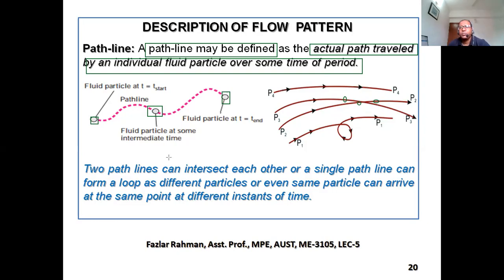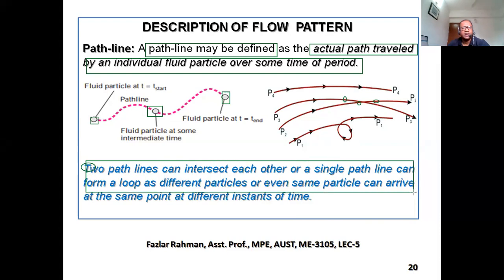Right over here, a fluid element might come back or pass through the same point several times. This fluid element is coming, crossing this line, and again coming right over here, then going downstream. Okay. So two path lines can intersect each other, or a single path line can form a loop, as different particles or even the same particle can arrive at the same point at different instants of time.